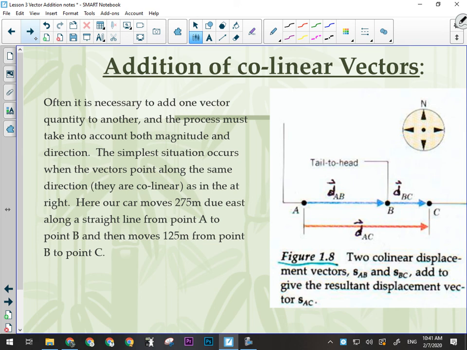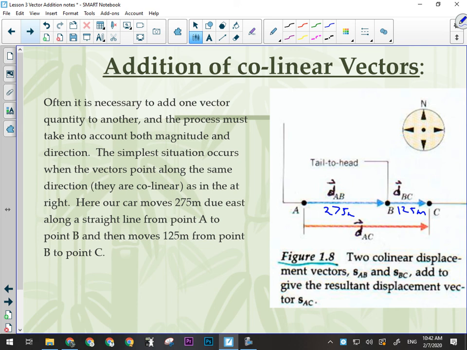So for this example here, the car moves 275 meters due east and then moves 125 meters due east after that. Our first vector is this blue line here, the 275 meter one, and then we've got the 125 meter vector here. We drew them tail to head. What's our total displacement? 400 meters. We added them together because they were both in the same direction.